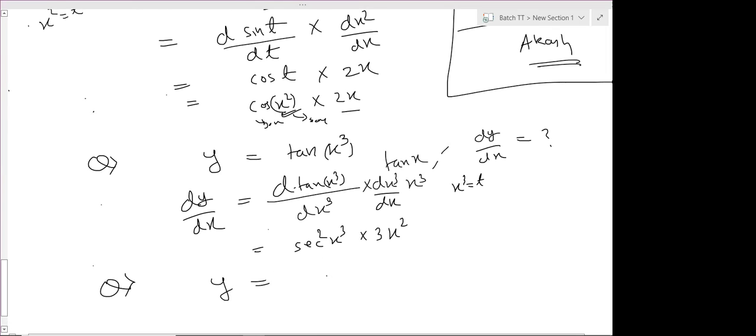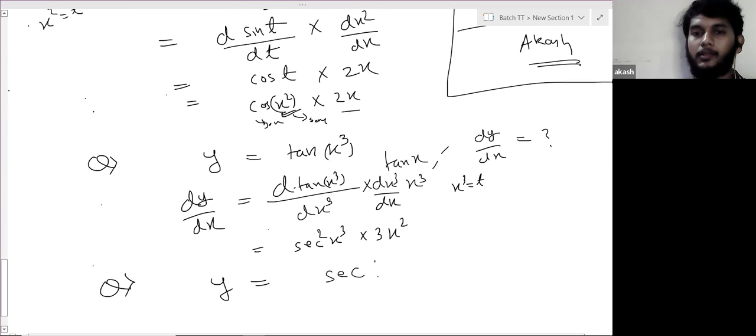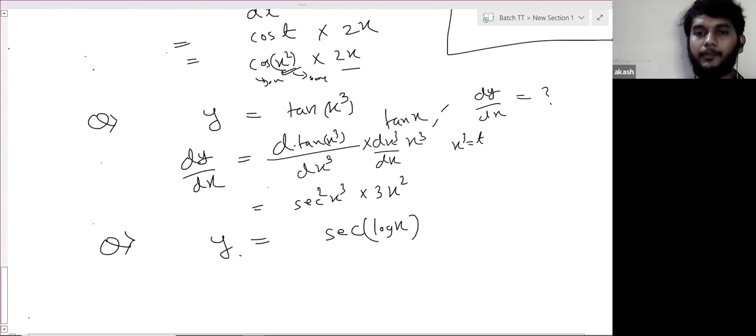Next question, y equals to secant of log x. Try to solve this. I'll give you a few minutes.